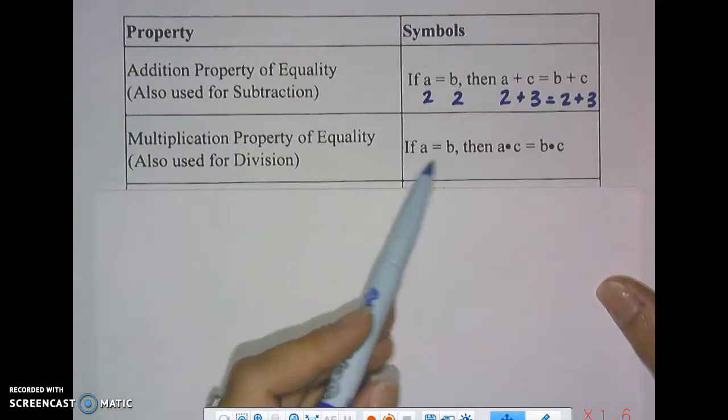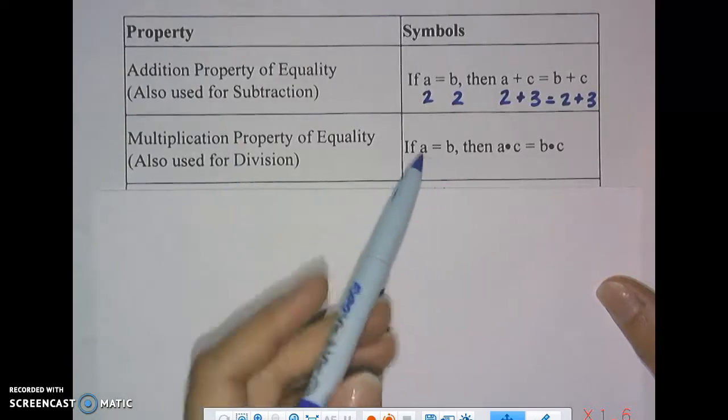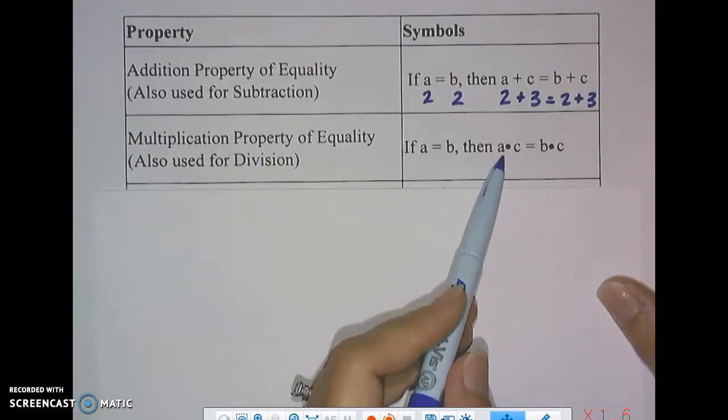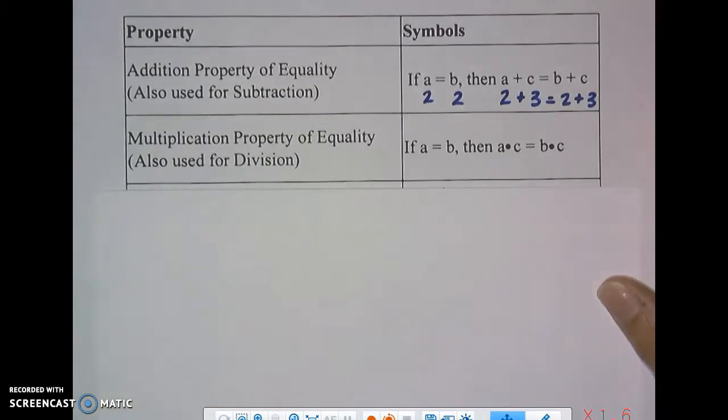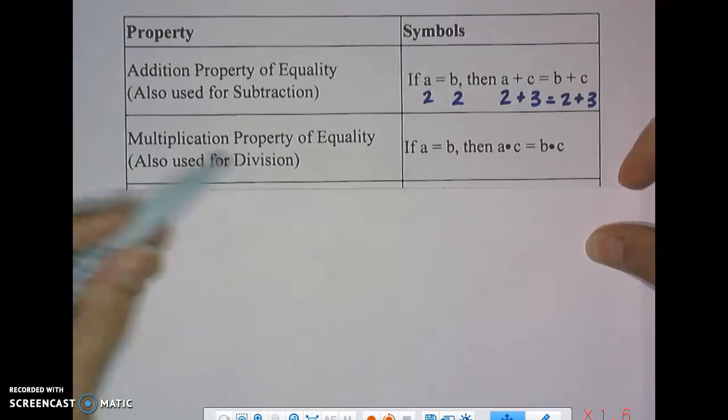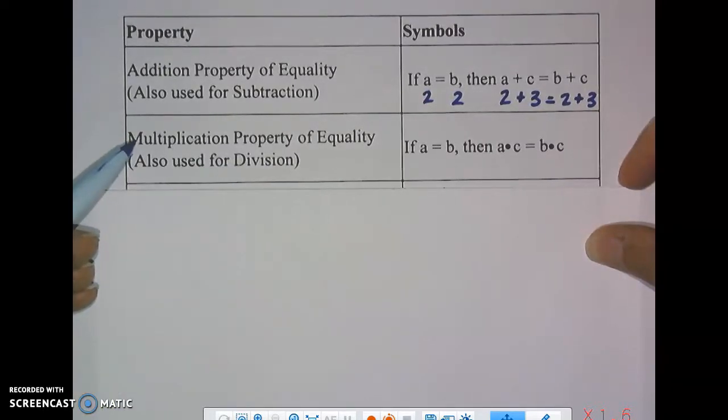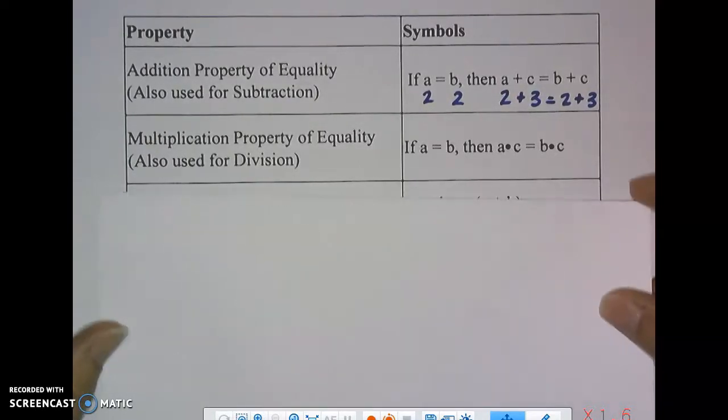So if we have A equaling B, again, they're the same number. If I take that number, whatever it is, and multiply it by something else, and do it to both sides, you're still going to be equal. Again, we don't use it for division. Instead of having division, we would multiply by the reciprocal, and that's going to give us the same thing.